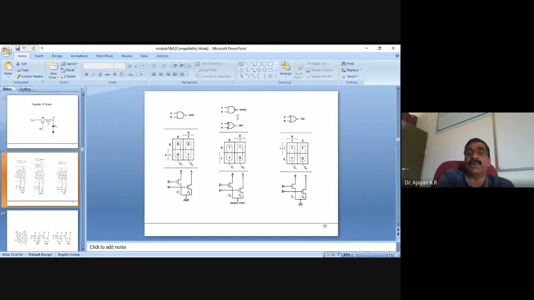Similarly, if you want to go for an OR gate, just 1 minute, there is some request. Nothing is pending. Okay.